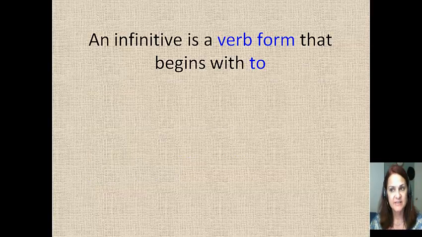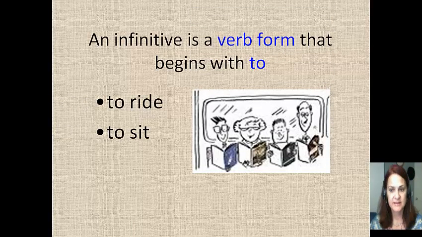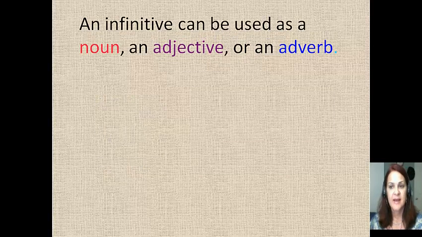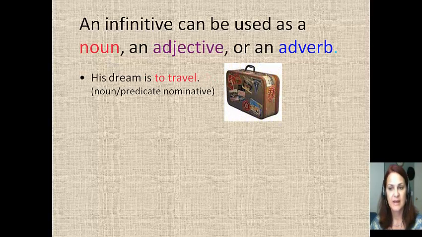An infinitive is a verb form that begins with to. To ride, to sit, to read are just 3 examples of infinitives. An infinitive can be used as a noun, an adjective, or an adverb. His dream is to travel. The infinitive is to travel. In this sentence, it's functioning as a predicate nominative along with the linking verb is and identifies the dream.